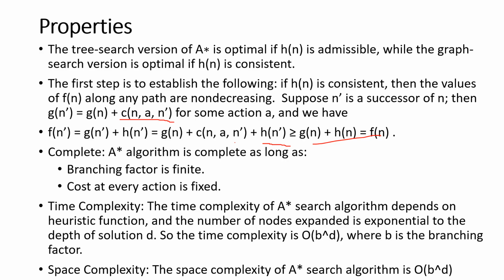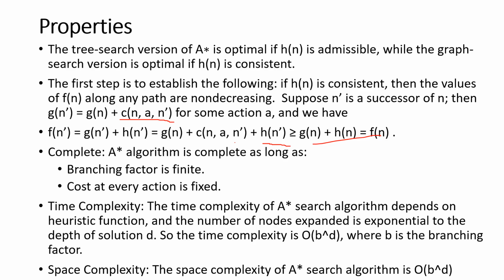Here the f value never decreases along the path, and this guarantees that once a node is expanded, the best path to it has been found. Hence the A-star search algorithm is optimal with a consistent heuristic. Another property is that it is complete, meaning it will always find a solution if one exists.